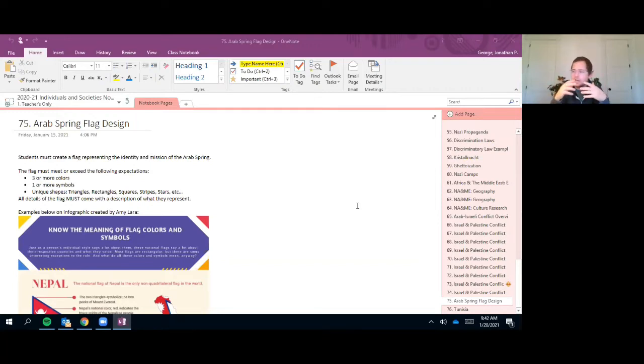All details of the flag must come with a description of what they represent. So the due date, I'm trying to think of when this is, I'm having this due, is next Friday. Okay, I believe. Don't hold me to that. I think that's right.